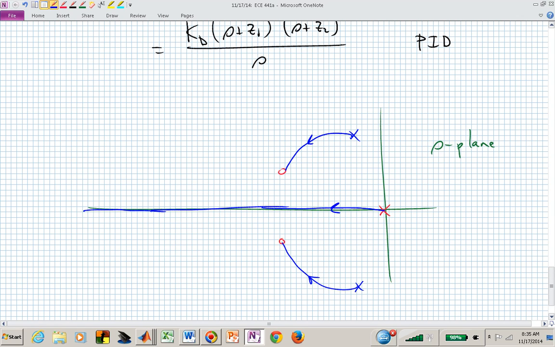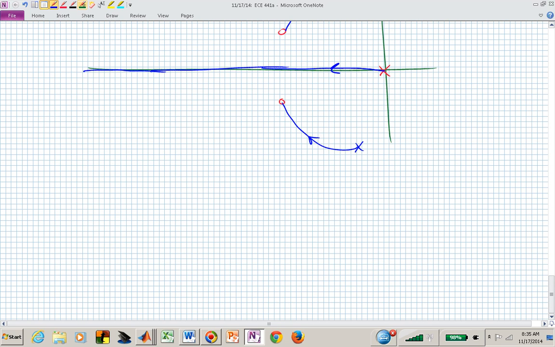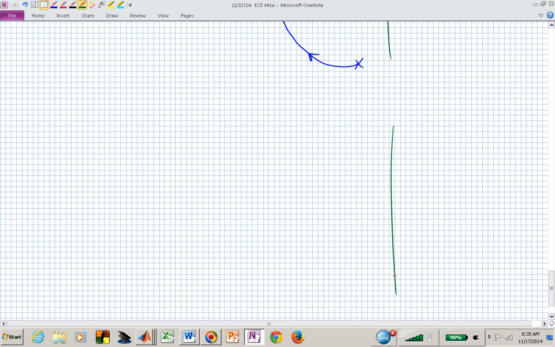I could pick two real zeros. Again, I'm forced to have that pole at the origin. Now I have a type 1 system. I now have one pure integrator in my combination of system and controller. Suppose now that I pick a couple of zeros that are real zeros. Maybe this is minus c1 and this is minus c2. What's the root locus look like here?